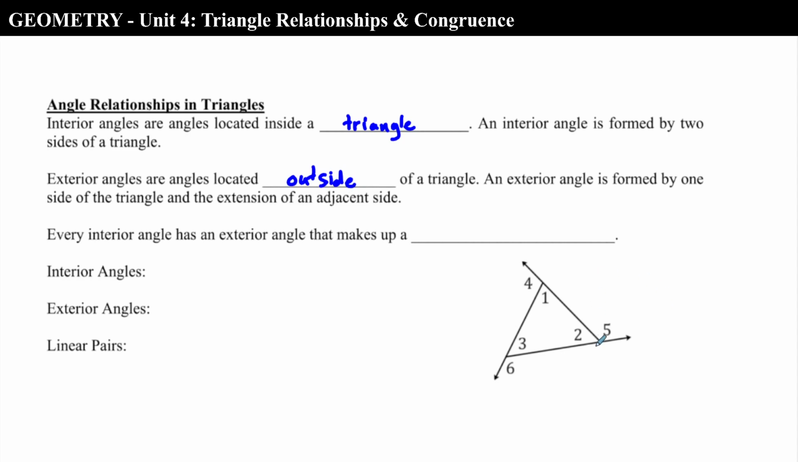And you see that here in this figure. We extend one side to create the exterior angle that goes with the one on the inside. Every interior angle has an exterior angle that makes up a linear pair. So let's identify our interior and exterior angles here. We have interior angles, which are 1, 2, and 3, and exterior angles, which are 4, 5, and 6.